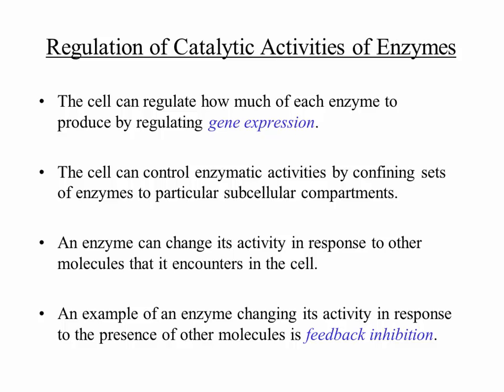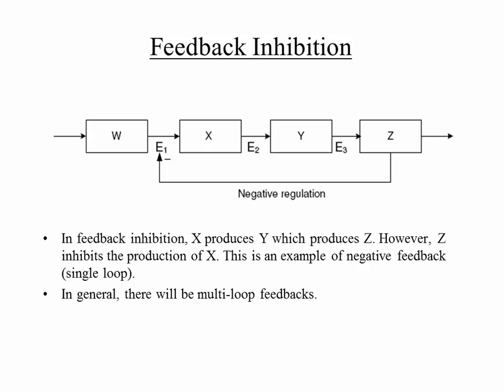An example of an enzyme changing its activity in response to the presence of other molecules is feedback inhibition, right? And for those of you that have taken control systems, this is like a feedback control diagram, right? So here you have a molecule X that produces Y, which in turn produces Z. The enzymes are marked as E1, E2, E3. So you have W, then E1 produces X, then E2 produces Y, then E3 produces Z from Y. But then the product of that last step is actually inhibiting that original enzyme E1, right? So that is like a negative feedback loop, right?